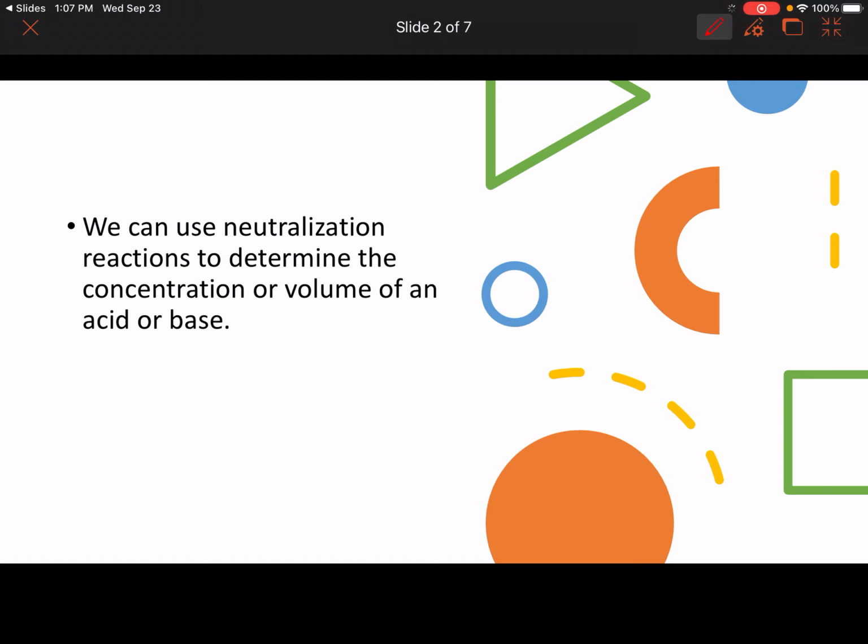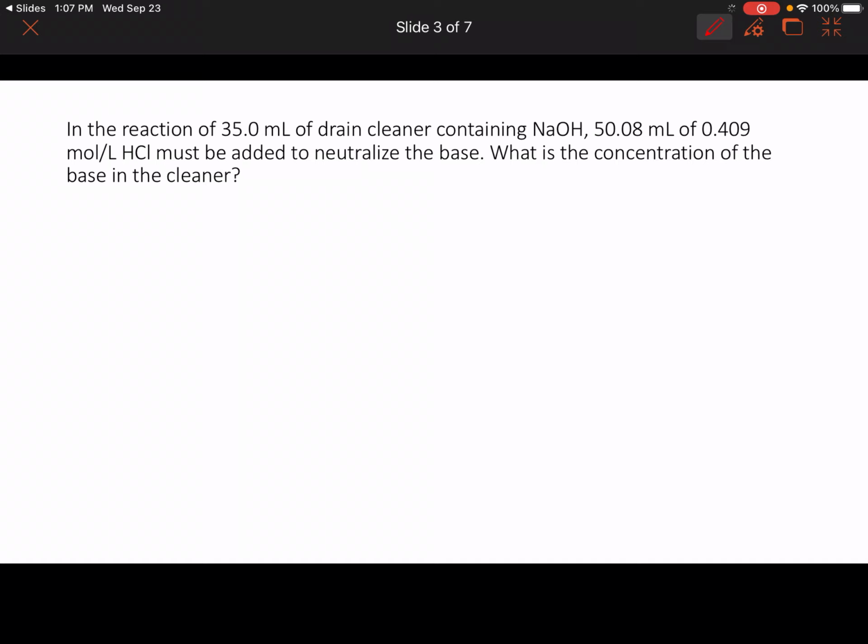So basically we're following the mole ratios. We're following stoichiometric relationships, but instead of grams, we're using volumes because we're looking at aqueous solutions. So we're going to use our solutions information. We're going to jump into an example here so you can copy this down.